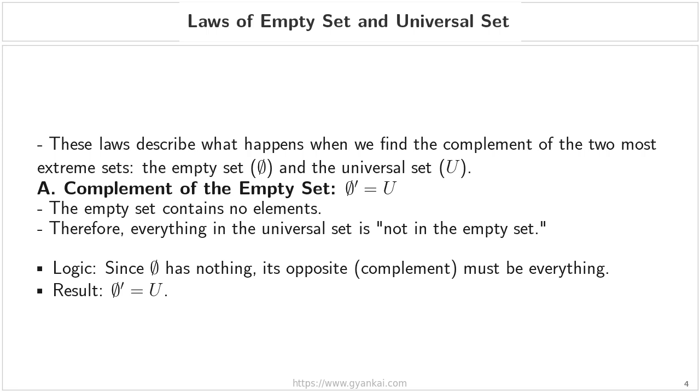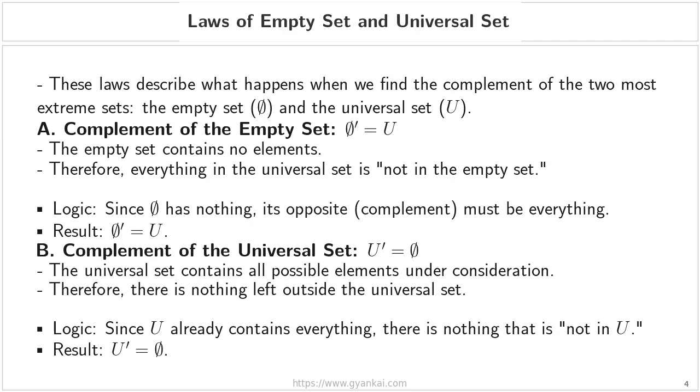If we ask the question, which elements are not in the empty set? The answer is everything. Since every single element in our universe is technically not in the empty set, the complement of nothing must be everything. So, the logic follows that the complement of the empty set is the universal set.